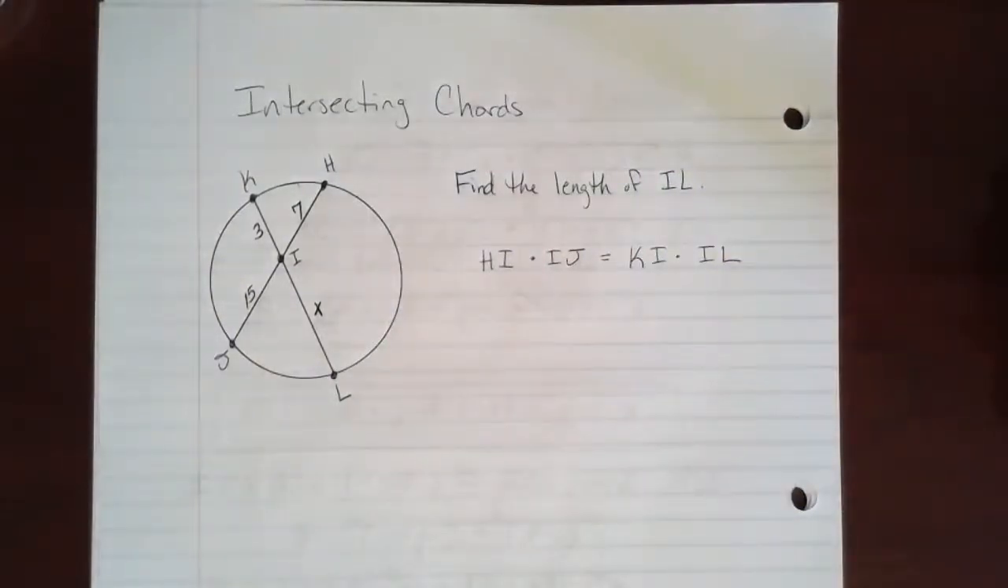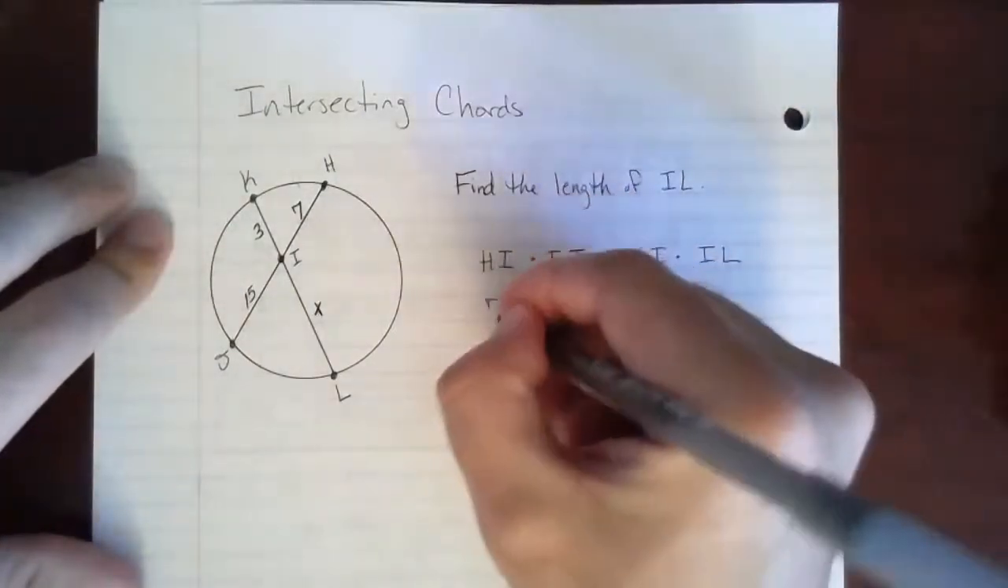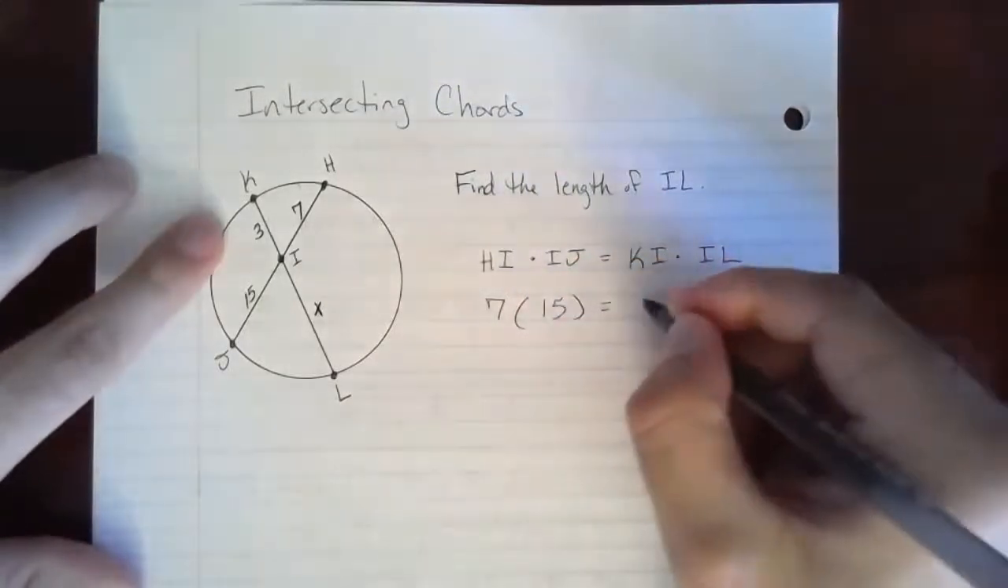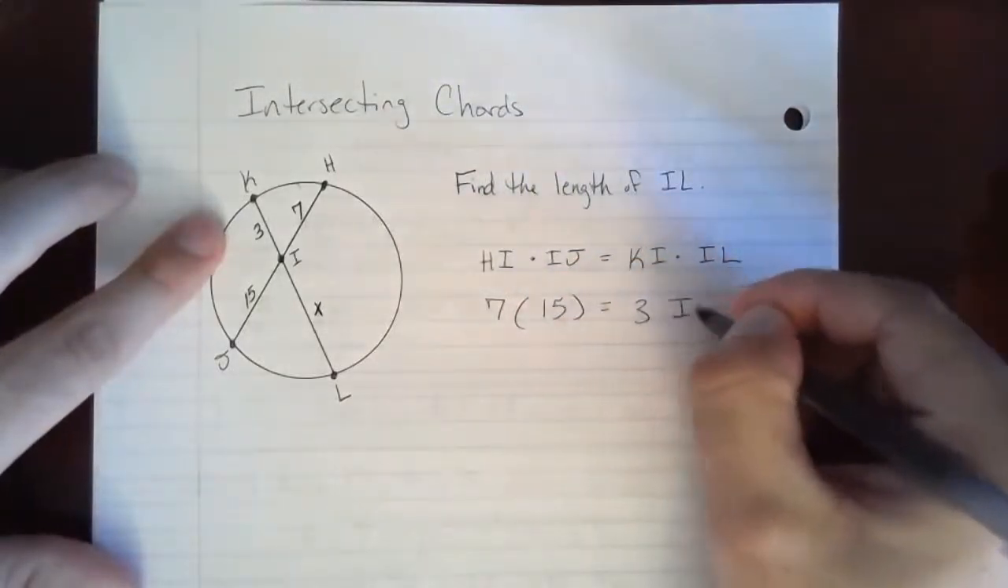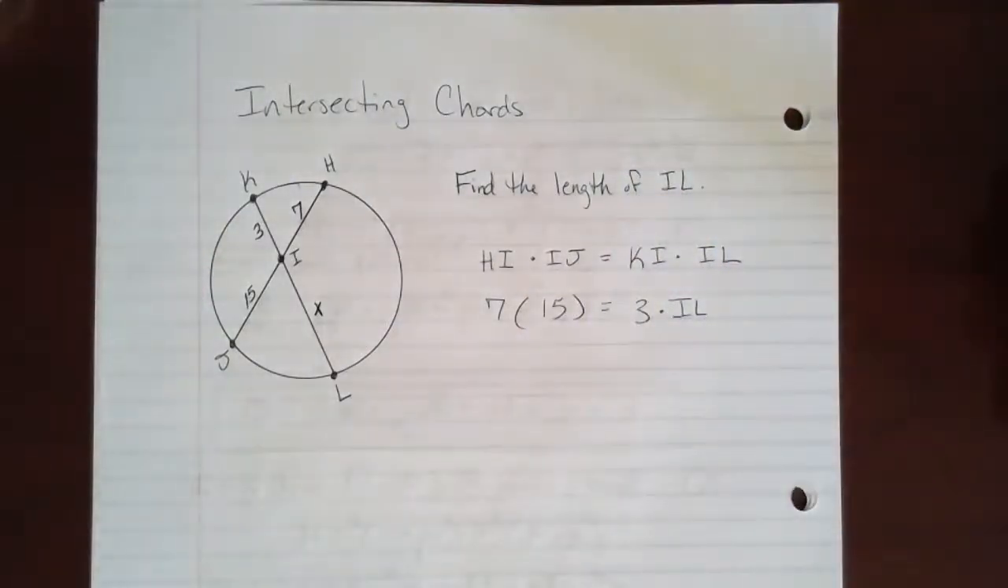And if you can keep up with that, if you can put that together really quickly, then this is a fairly simple problem to do, actually. Because all I'm going to do is replace all my values. HI was 7, IJ is 15, KI is 3, and we're trying to figure out what the length of IL equals. And another thing I like about this problem is the numbers are at least a little bit clean.